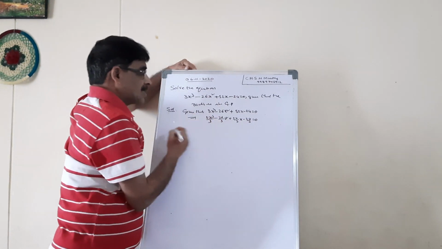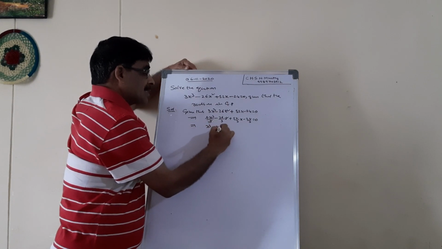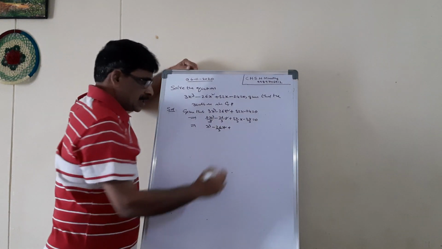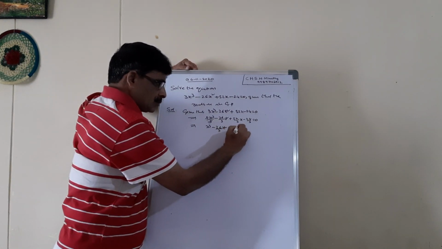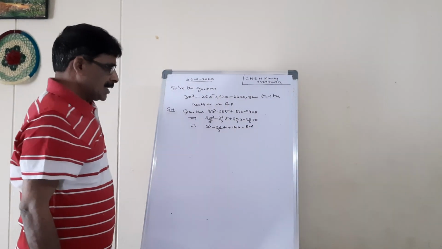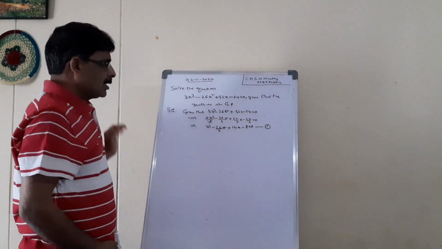Or you can also write it like this: 3 cancels here, x cube minus 26 by 3 x square plus 52 by 3 x minus 8 equal to 0. See, this is the equation. Let it be 1. Okay?